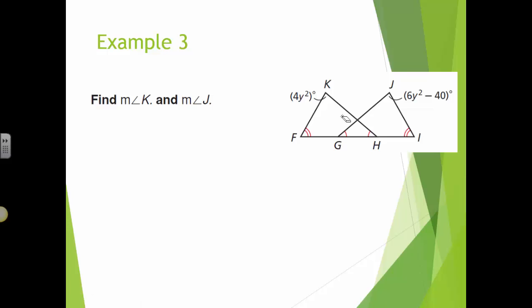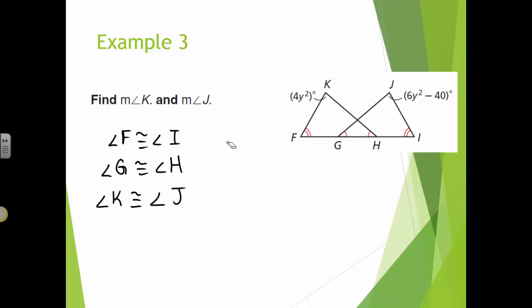So in this example, we have 2 triangles. We have triangle FKH and we have triangle JGI. So what we know is that angle F is congruent to angle I. We also know that angle G is congruent to angle H, so therefore it is safe to assume that angle K is congruent to angle J. So if that's the case, we know that 4y squared is equal to 6y squared minus 40. Then we can subtract 6y squared on both sides. We get negative 2y squared equals negative 40. Divide both sides by negative 2.